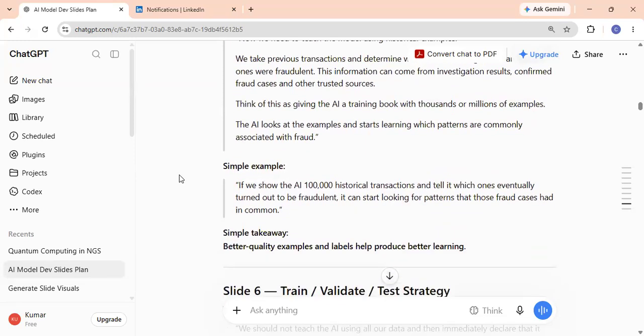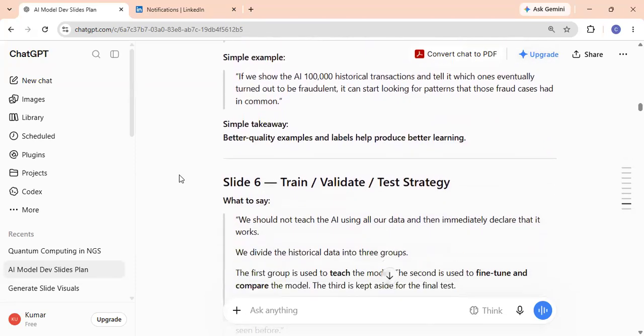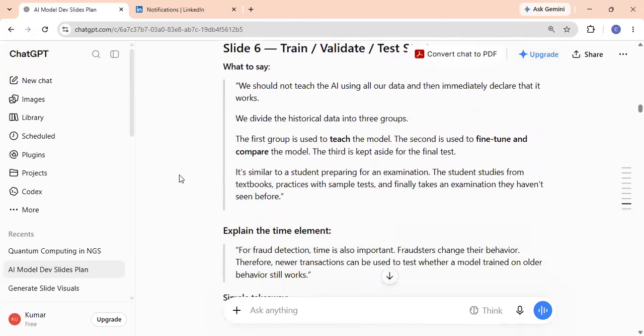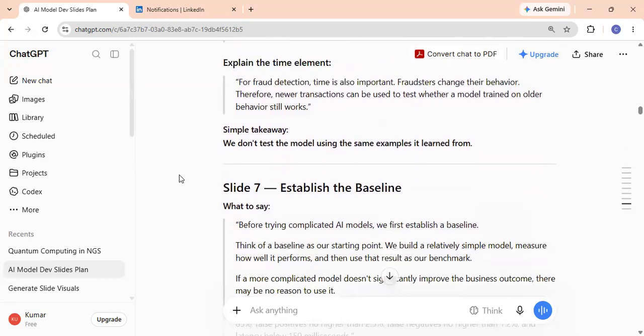Datasets we discussed. Yes, train and validate test strategy we discussed it. Then we stopped it. So let us continue.